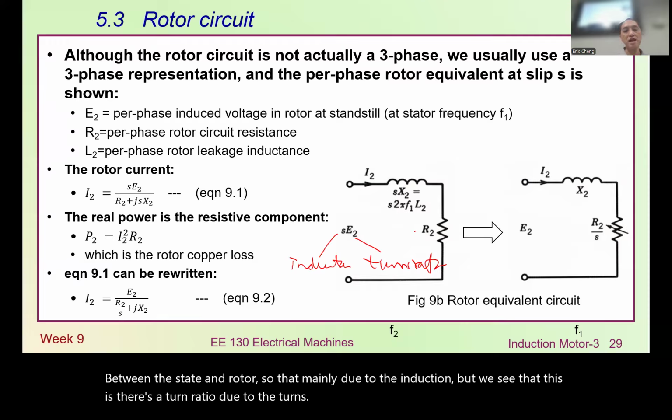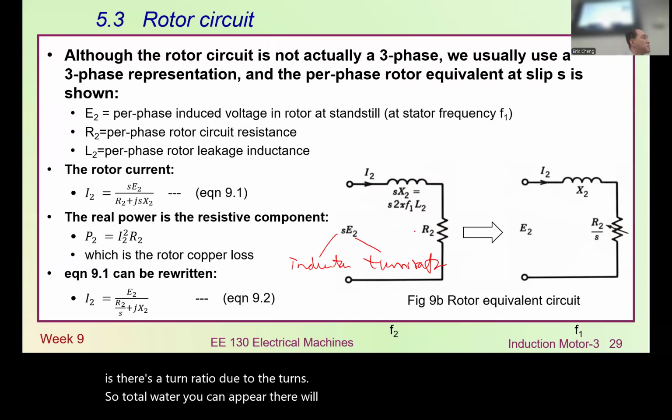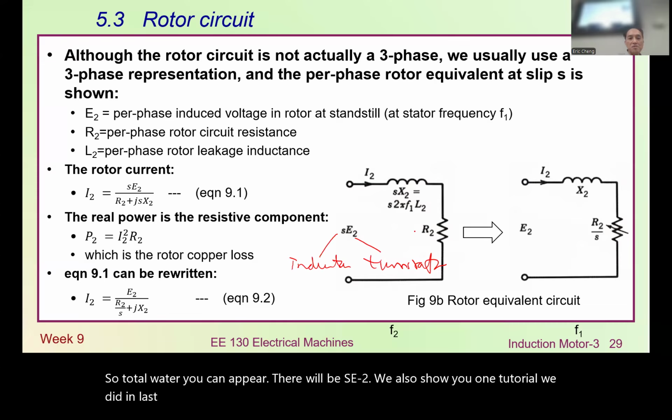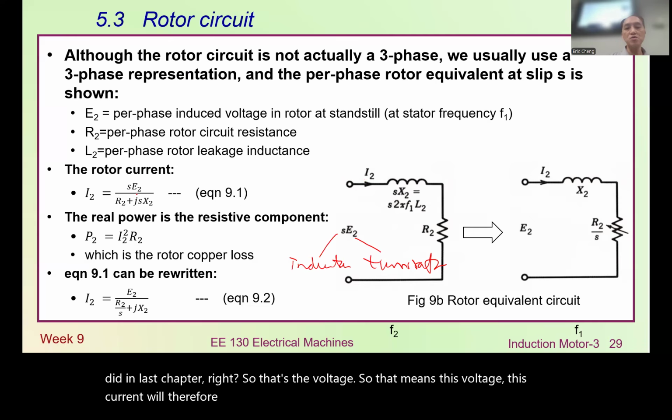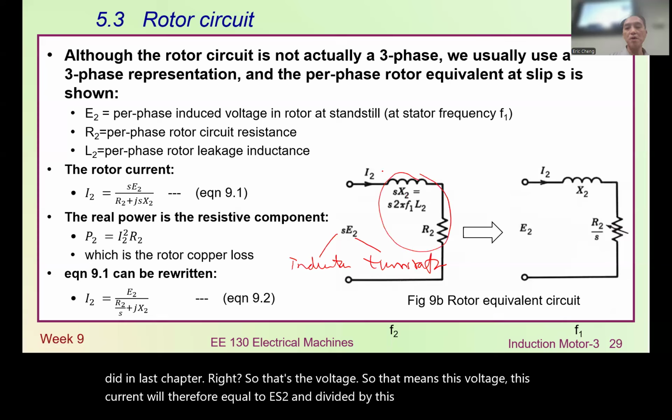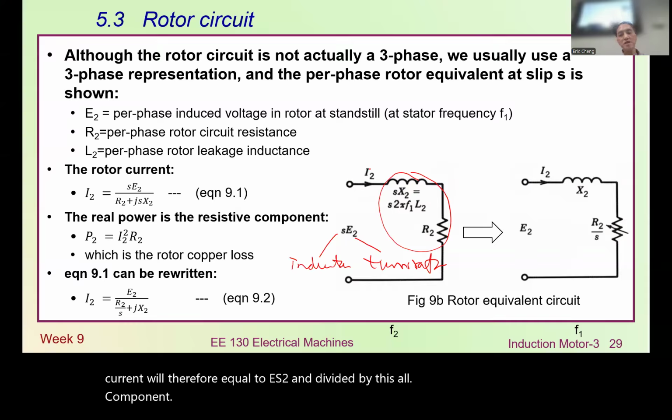So the total voltage that appears there will be SE2. We also showed you one tutorial we did in the last chapter, right? So that's the voltage. That means this current will equal to SE2 divided by all these components. So firstly, we need to examine where each component comes from.